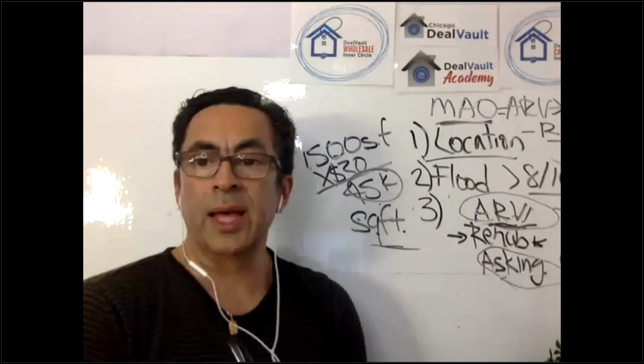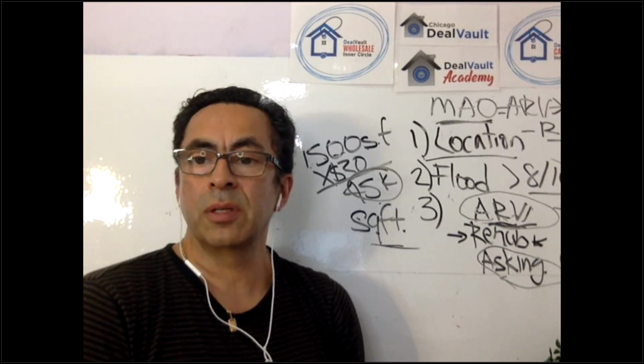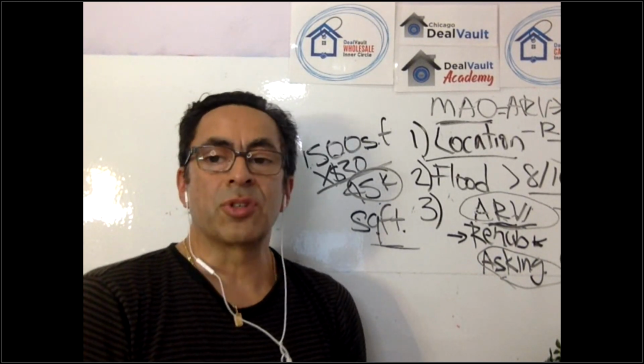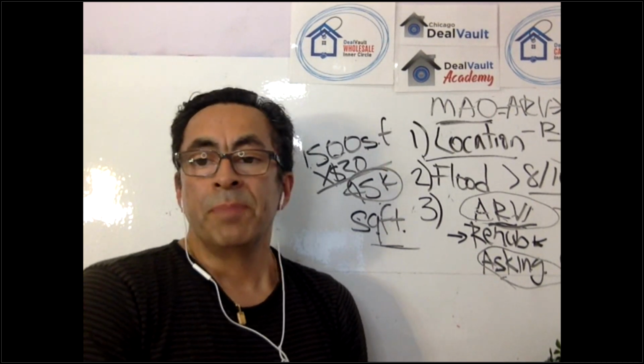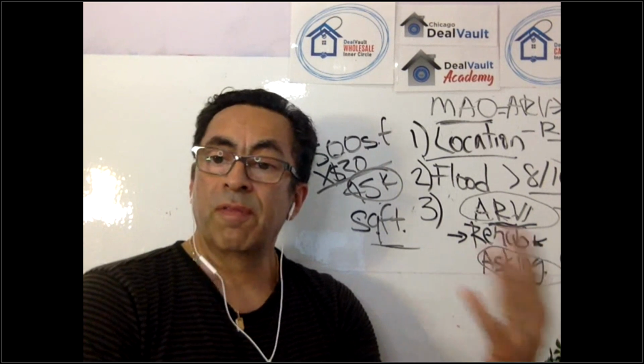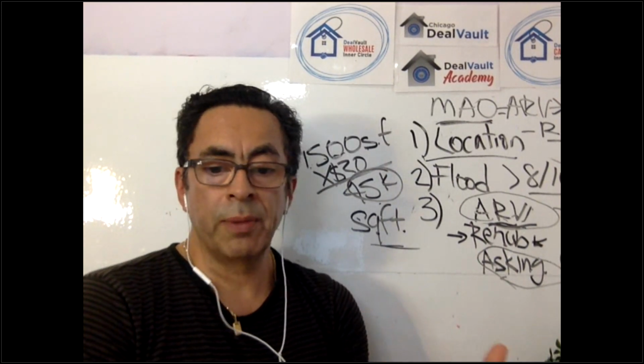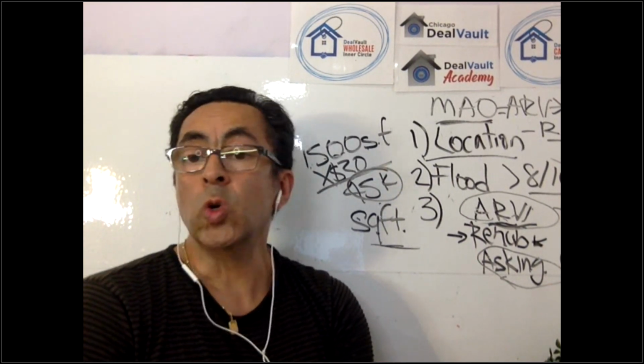If you're not hitting that ARV, let's say the ARV is 150,000, your numbers are going to be extremely tight. So you never want to be in that position, because if you buy that property and then you're thinking about flipping, you might end up breaking even or perhaps losing.